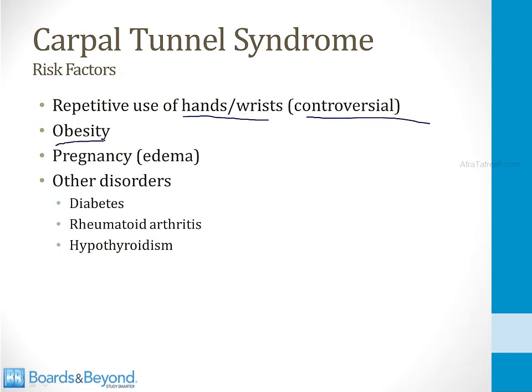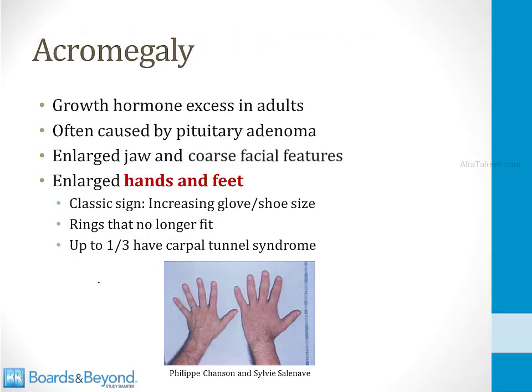Obese patients are more likely to get carpal tunnel syndrome. Pregnant women may develop this syndrome. It's thought to be because of edema around the carpal tunnel. And then other risk factors include some other disorders like diabetes, rheumatoid arthritis, and hypothyroidism. There are a couple of rare disorders that are strongly associated with carpal tunnel syndrome, and these are the things that are very high yield for you to know for your boards.